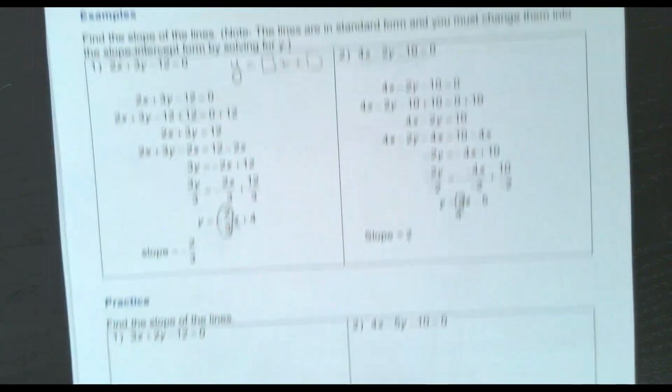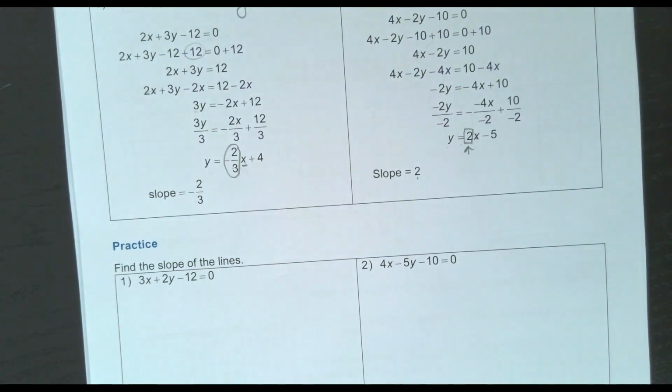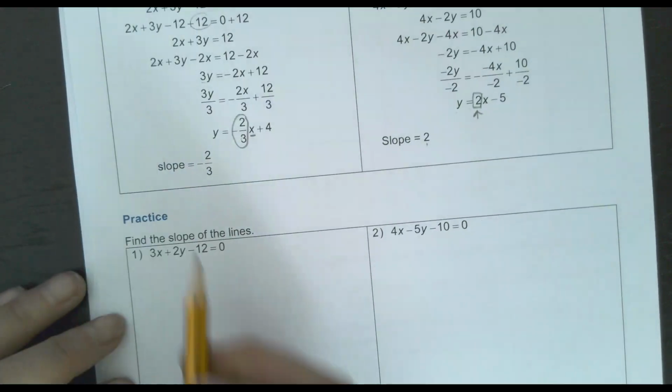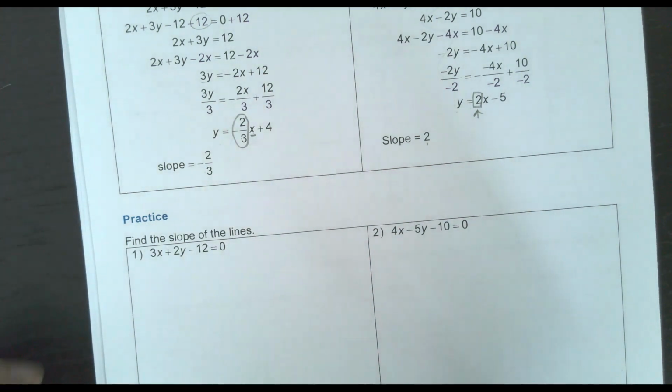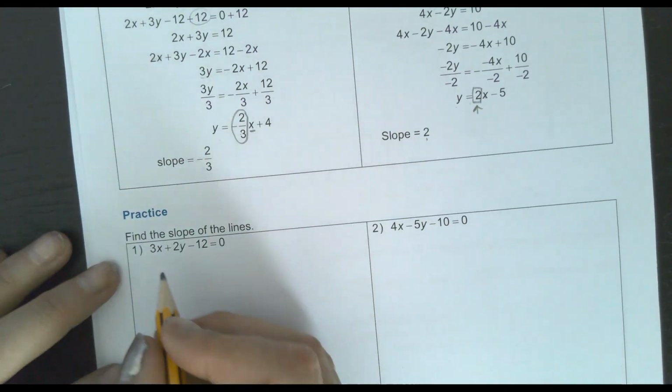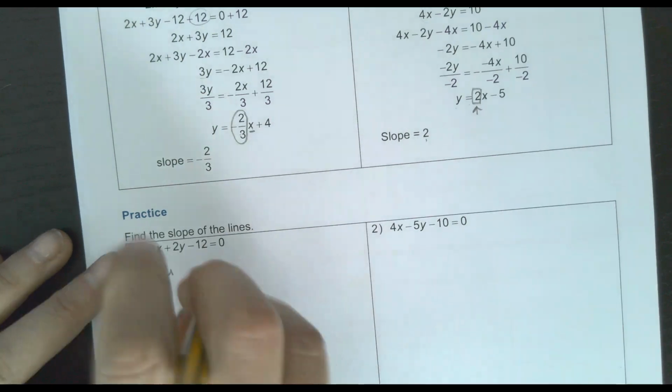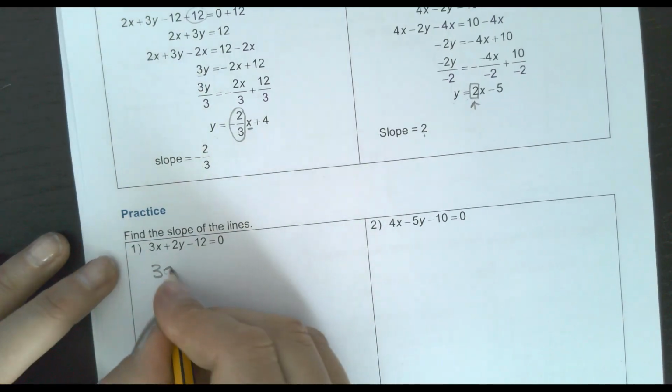Okay, so let's do that together. So it says find the slope. It doesn't tell you to put it in slope-intercept form. You have to know that. So let's write it out bigger because my handwriting is bigger than the computer.